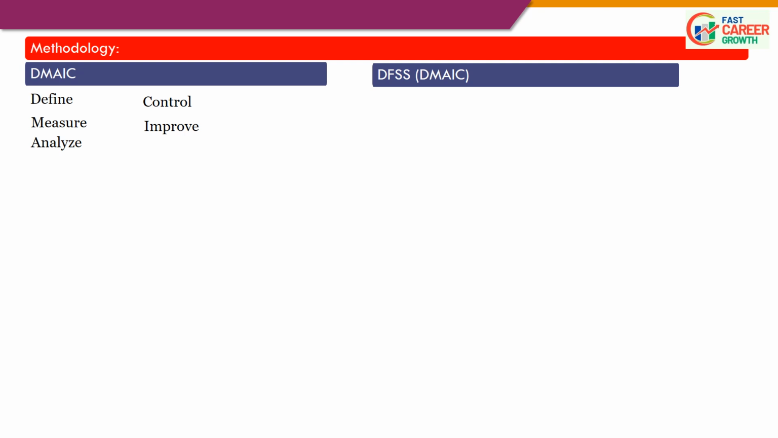Phases are: define. Clearly define the customer requirements and project goals. Measure, translate customer requirements into measurable characteristics, CTQs, critical to quality, and establish design targets. Analyze, develop, and evaluate design concepts to meet customer requirements. Design, create detailed designs based on the selected concepts. Verify, validate the design through testing and simulation to ensure it meets customer requirements.